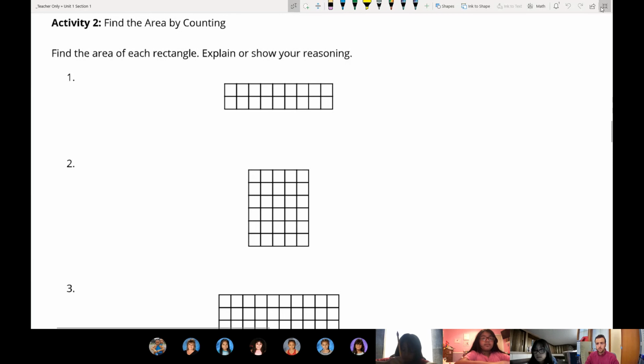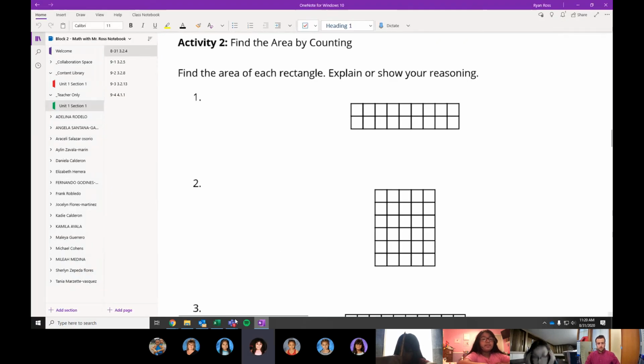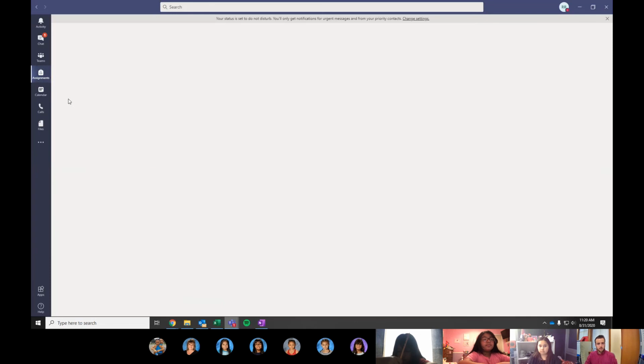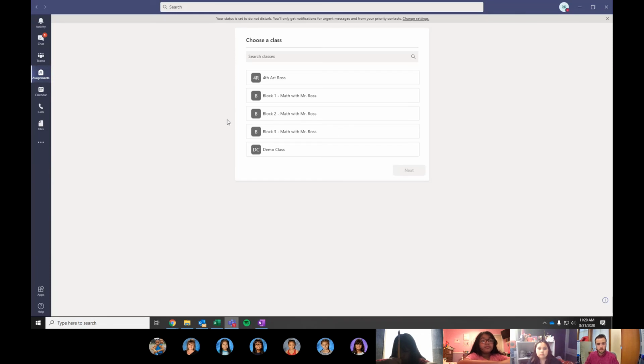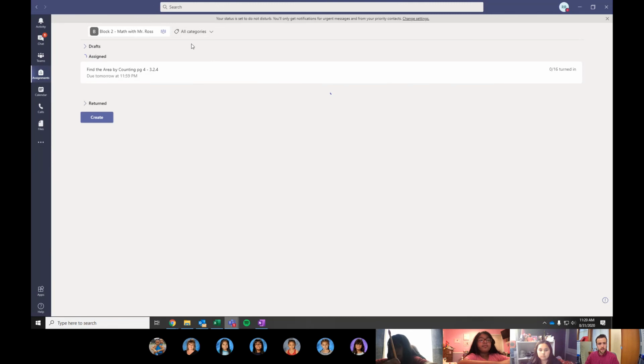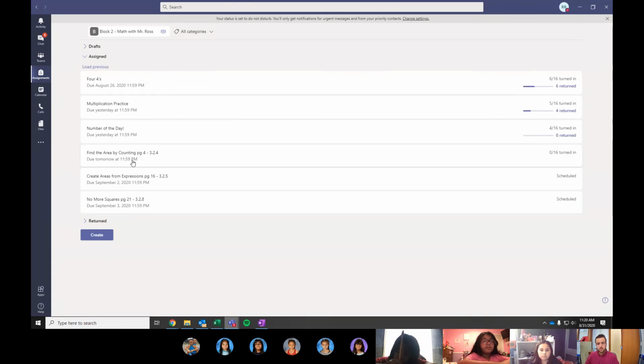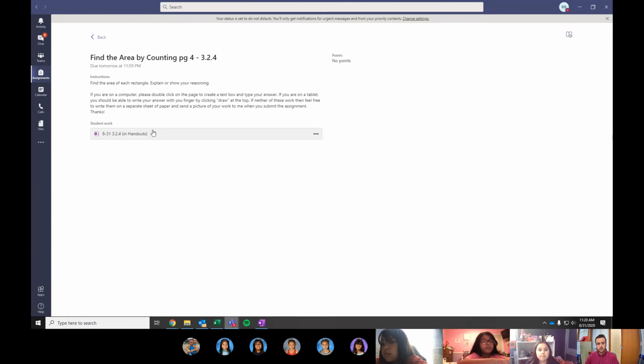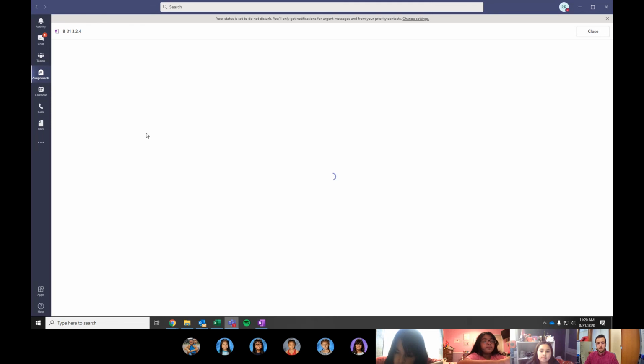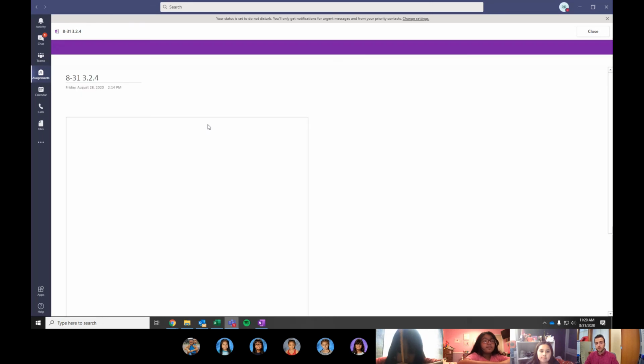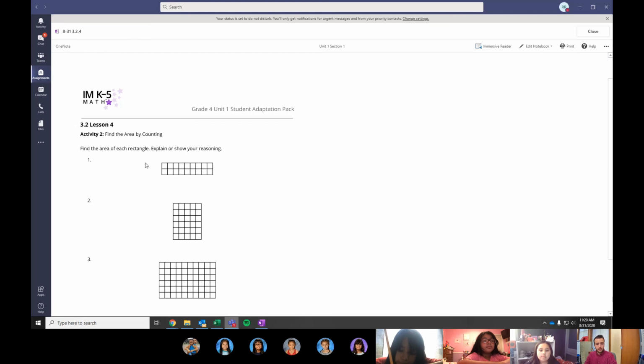I'm going to switch over really fast. Keep showing my screen so that those online can see it too when I post it later. So when I go into block two, your new assignment that was posted just before class started is called Find the Area by Counting. Page 4, you go into student view. I'm trying something new with you guys. You have been using Microsoft Word, and it's been all right, but it's kind of limited. So I'm trying OneNote.